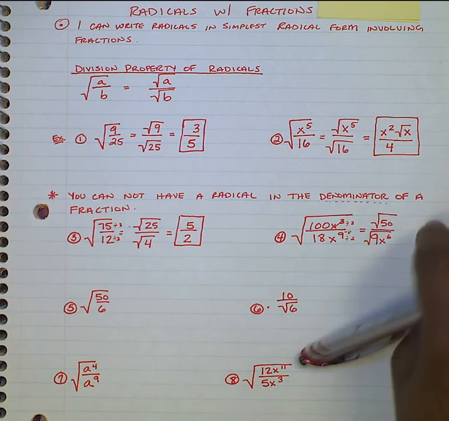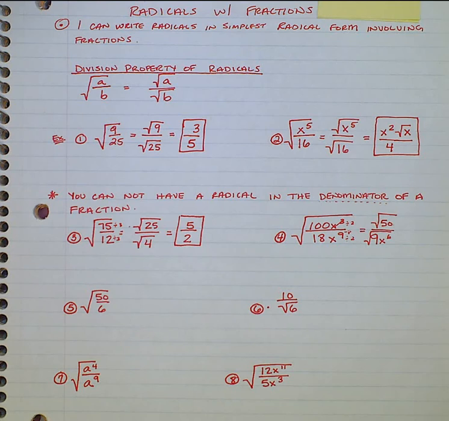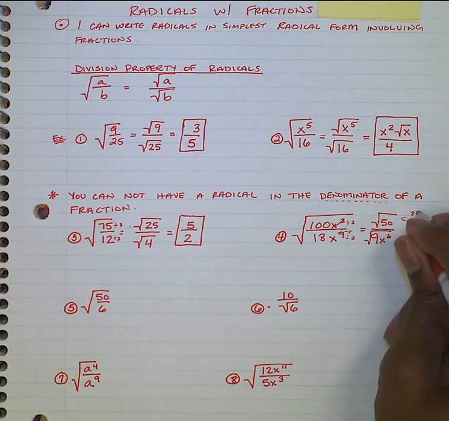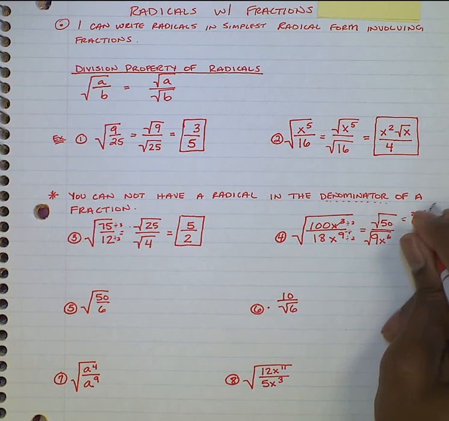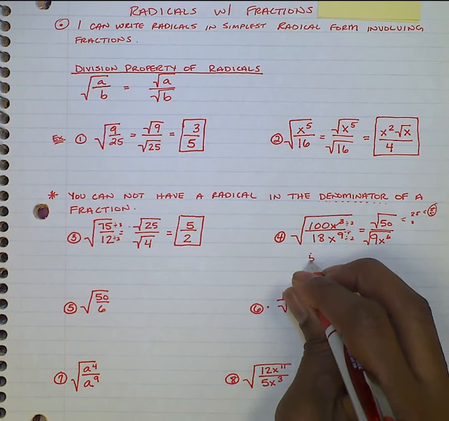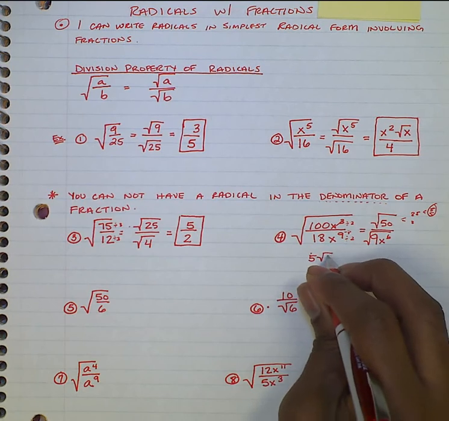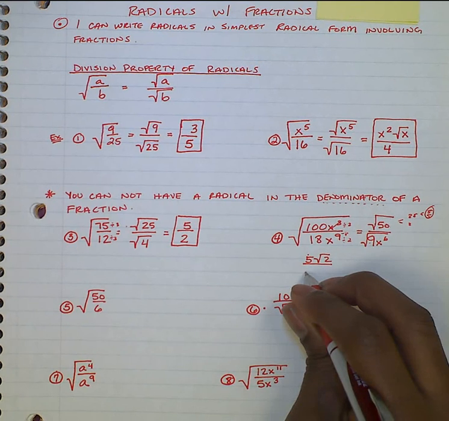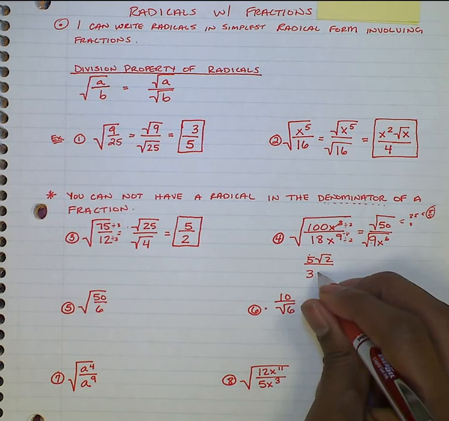I kind of didn't give myself space. I'm going to write it down here. Radical 50 goes into 25 and 2. It's 5 and 5. So in my numerator I have 5 radical 2. In my denominator, square root of 9 is 3. Square root of x to the 6th is x cubed.